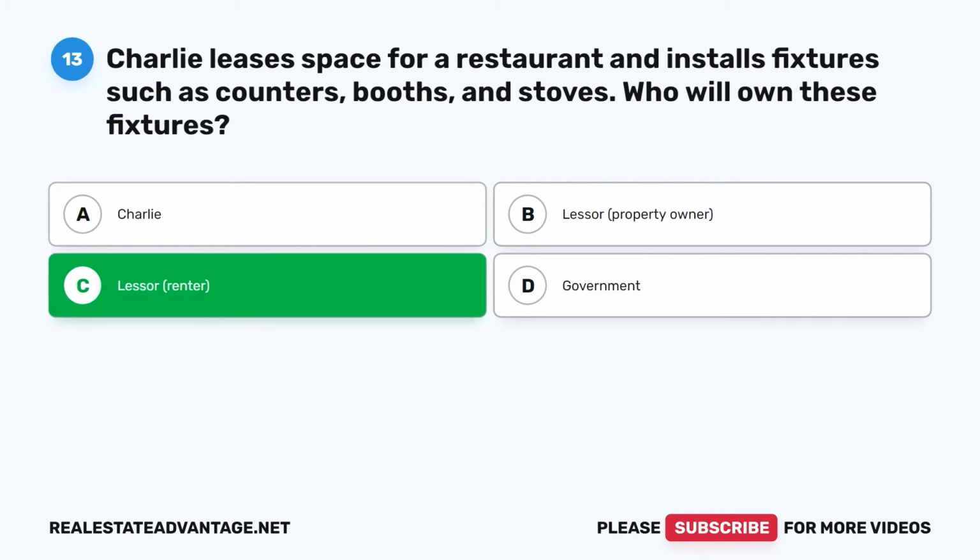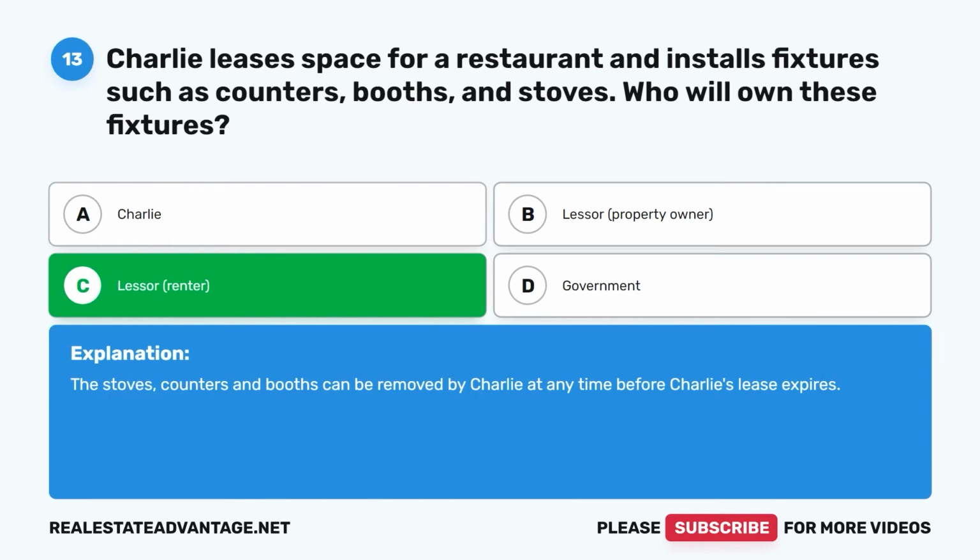The correct answer is C. Lessor, renter. The stoves, counters, and booths can be removed by Charlie at any time before Charlie's lease expires.